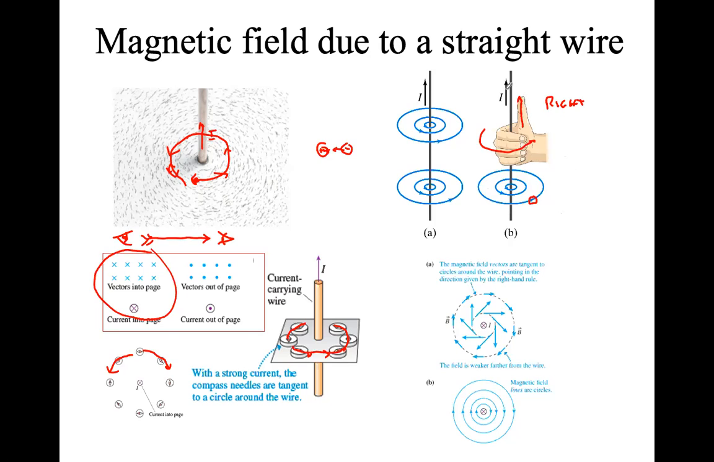Put your thumb in the direction of the current. Your fingers of your right hand will swirl in the direction the magnetic field is. And your fingers will naturally curl one direction. Don't be double jointed and try to make them curl the opposite way. That's not what we're talking about here. You make your hand look just like this picture here.